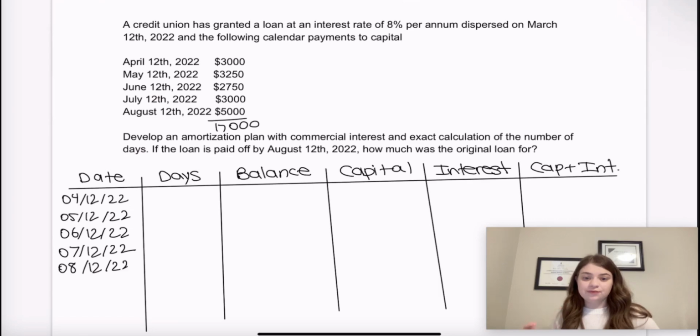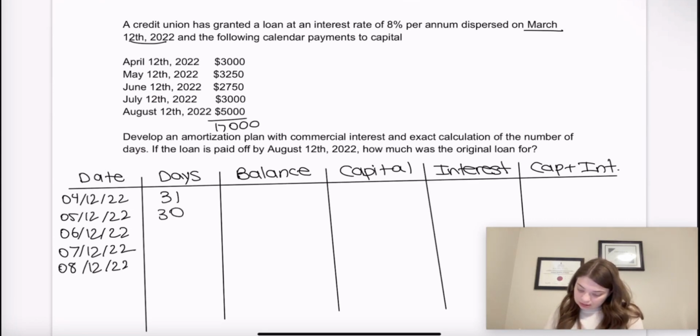Then we have to put the number of days. So what's the number of days between March 12th, which is when the loan was taken out, and April 12th? Well, let's think about that. That's either going to be 30 or 31. There are 31 days in March. So since March does have that extra day, I'm going to put 31 here for the number of days. Then from April 12th to May 12th, April only has 30 days. So therefore, I'm going to write 30.